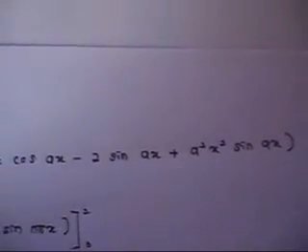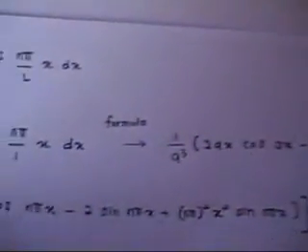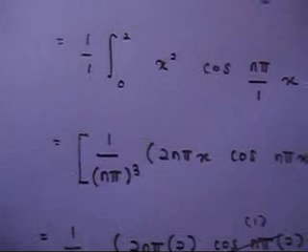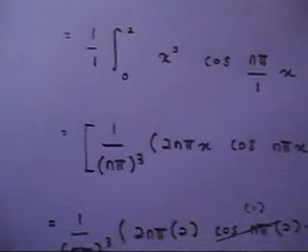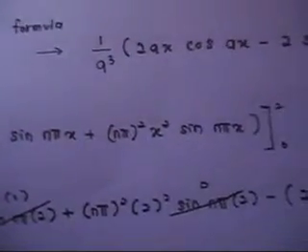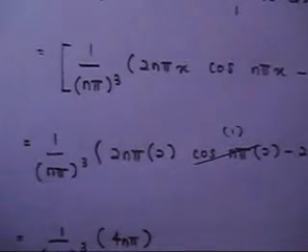The value of a in this formula is n pi over L. The next step is we insert the value of a into the formula. So this is the expression of the integration of x to the power of 2 cos n pi over 1 x dx. The next thing we do is we insert the values 2 and 0 into x.